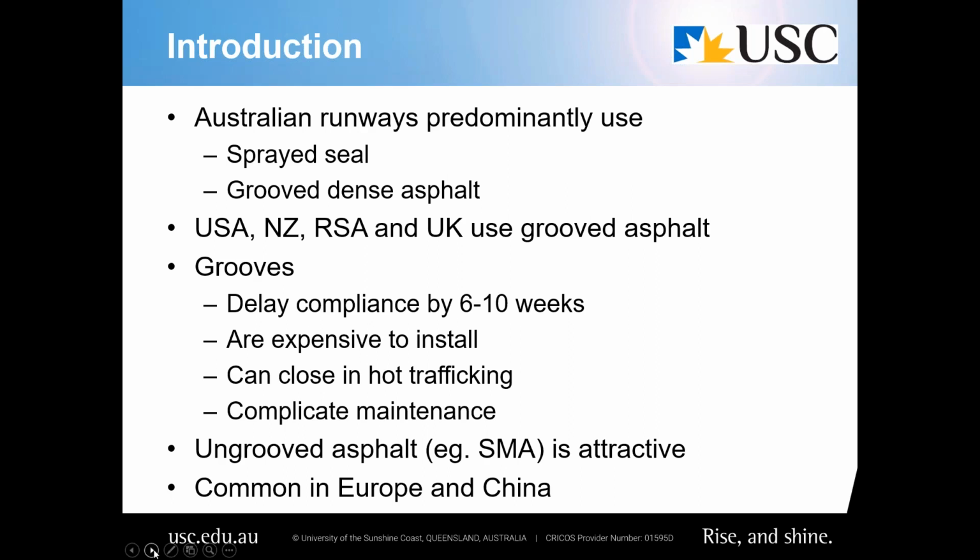So something like stone mastic asphalt, which allows for ungrooved runway surfaces, is quite an attractive option, and it's quite common in Europe and China. In fact, I was telling an aeroplane engineer from Boeing, not so long ago, from Virgin, that if they're flying to Beijing and Shanghai in China, they've already landed on stone mastic asphalt as an ungrooved runway surface, because China's got about 40 runways with this on it, including Shanghai and Beijing.